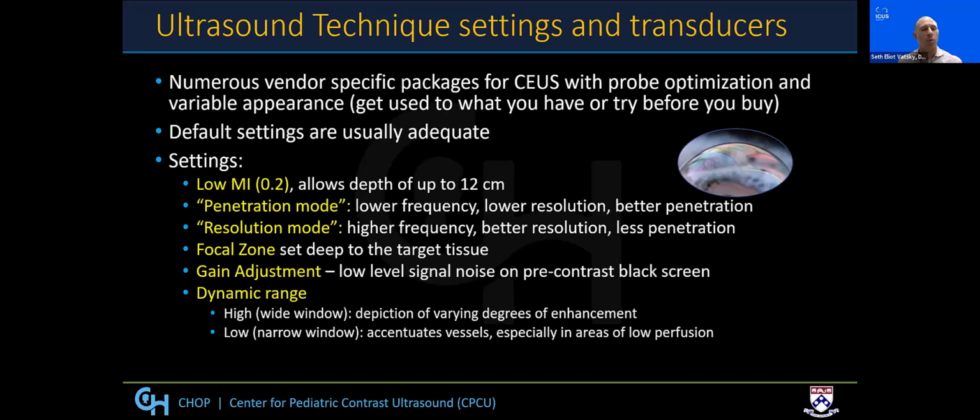You want to maintain that low mechanical index. You want to make sure that your focal zone is set to the proper target tissue and depth. You want to keep your gain adjustment relatively low, especially in that pre-contrast setting, to keep a low level on your contrast-enhanced study. And you want to think about your dynamic range. A wider or high dynamic range is going to be better for depicting varied degrees of enhancement, such as soft tissue characterization, while with a narrow window, you're just going to accentuate vessels, especially in areas of low perfusion.